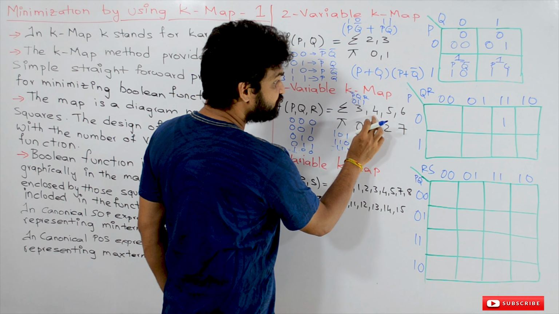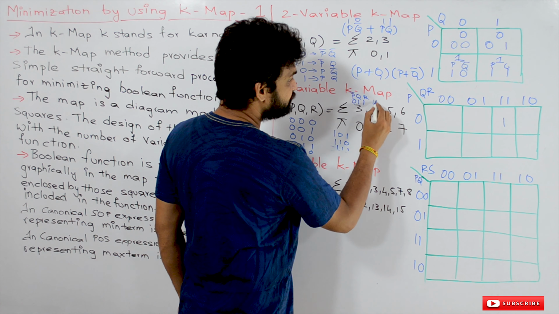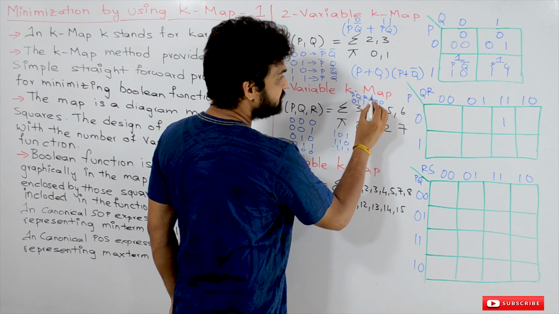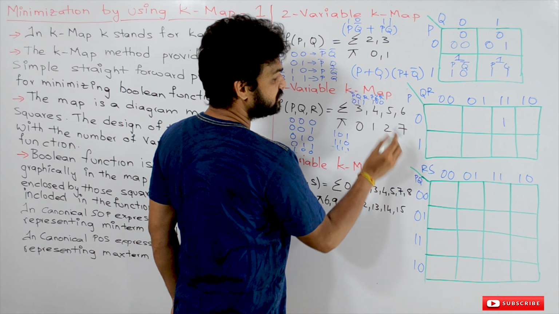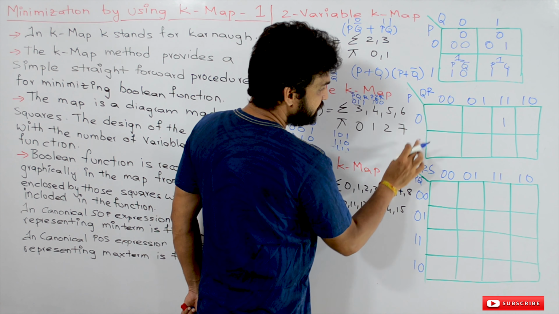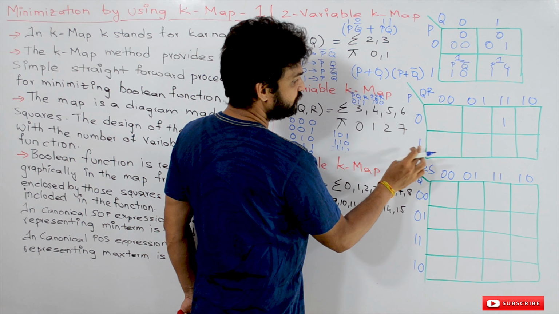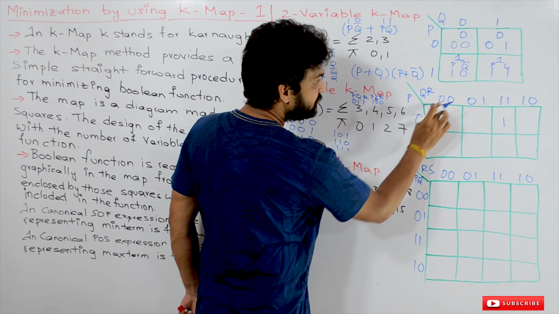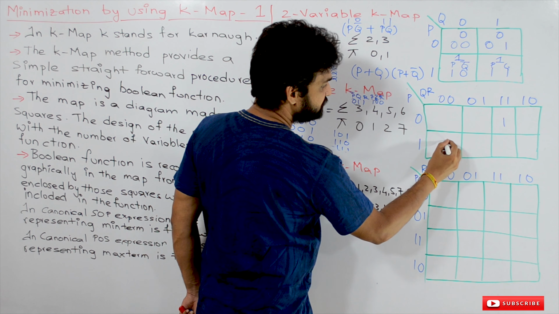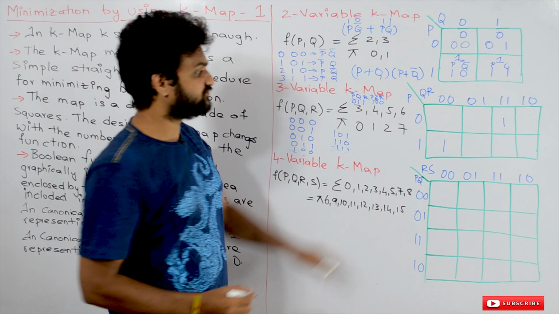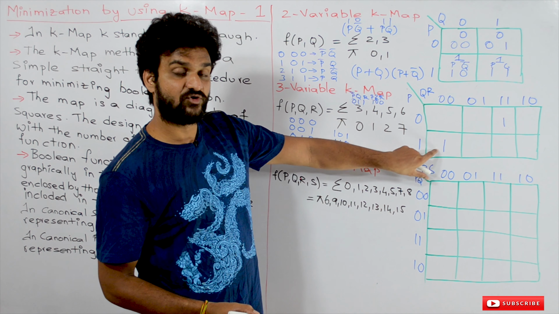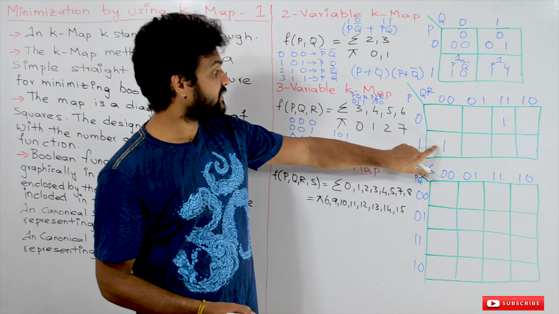So the next term is 4. 4 is represented as 1 0 0, which means it is P Q bar R bar. See here, P is 1, Q bar is 0, R bar is 0, which means P Q bar R bar, which means 4 is represented as 1 here.